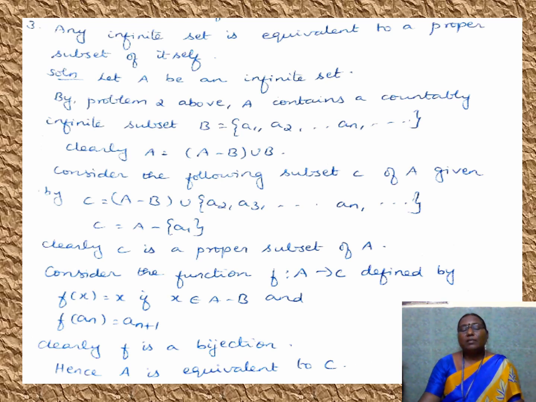By selecting this type of f, we can easily prove that f is a bijection. That is, different elements have different images, and for every element in the codomain there is at least one pre-image. So f is a bijection. Since f from A to C is a bijection, we can say that A is equivalent to C.